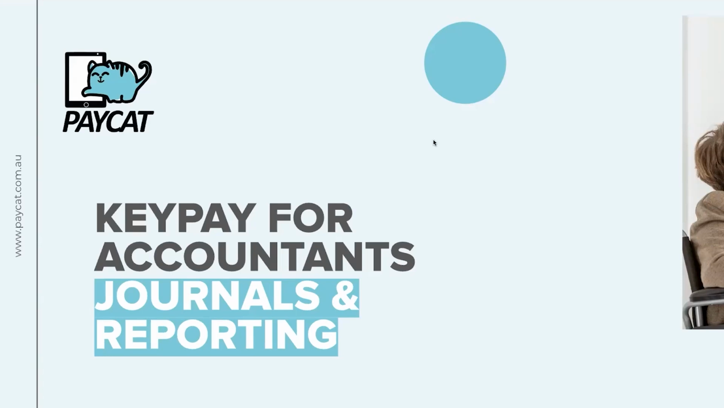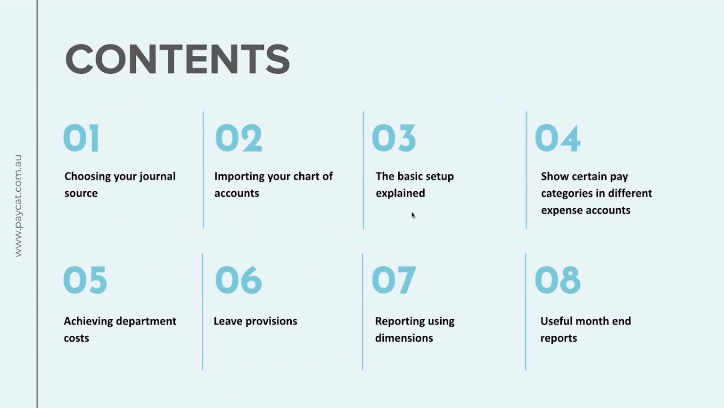Before we move into the session today, we're going to look at choosing your journal source. We're going to import your chart of accounts, different ways we can do that in bulk, go through a basic setup, and then we're going to show how certain pay categories can show up in different expenses in our P&L. We can also do the same thing with department costs. This is where we might split our P&L up between different expense items based on their cost center. We can quickly talk about leave provisions, how we can achieve movement in leave provisions each pay run. Dimensions, a fairly new feature that we'll go through, and useful month-end reports.